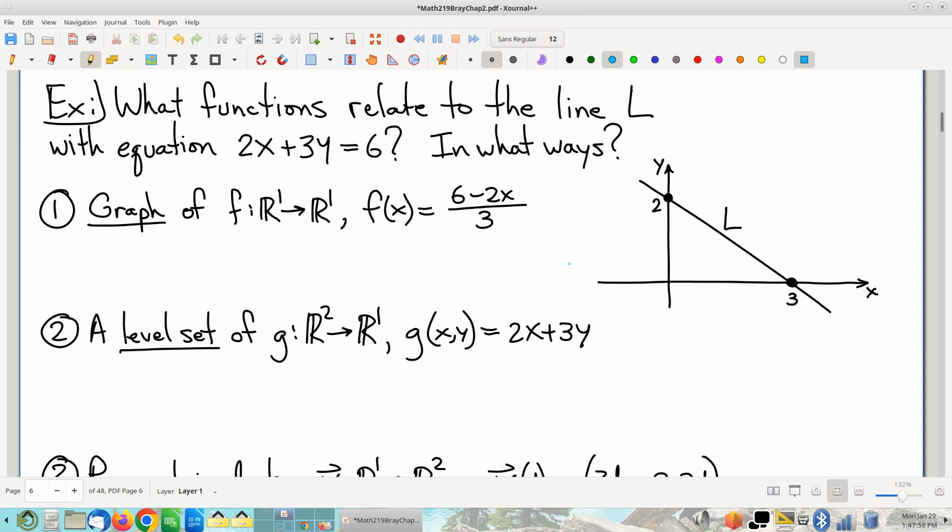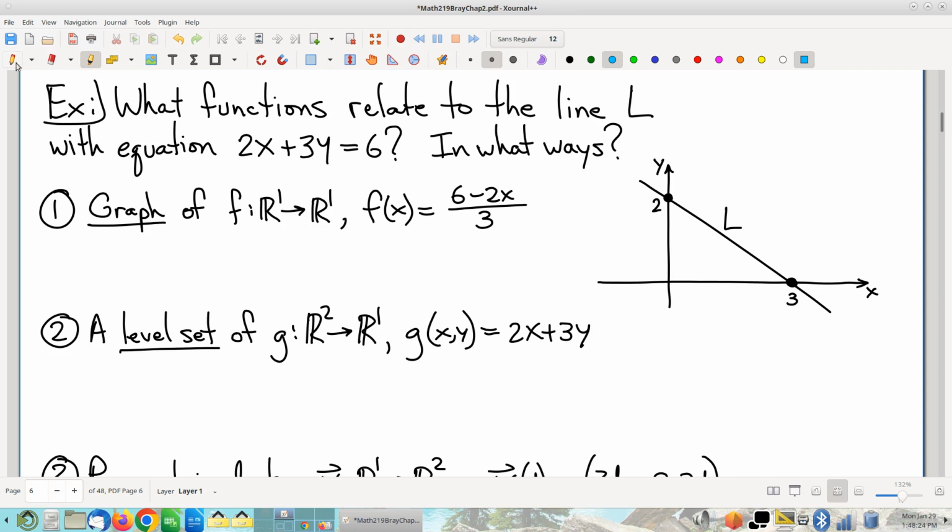What's important and interesting about this example is the strictly proper interpretation and application of the words, right? What exactly do we mean when we say graph? What exactly do we mean when we say level set? And implementing that appropriately. That's what's important here, right? So something to be careful about.